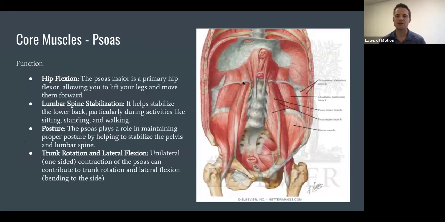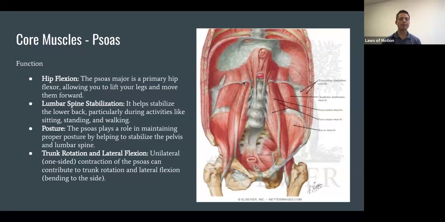Sometimes when you have chronic tightness in a muscle, it doesn't necessarily need to be stretched or released. Sometimes it actually needs to be strengthened. So the psoas connects from the transverse process, or the ends of each individual vertebrae, starting all the way up at L1 and coming down and connecting into the hip.